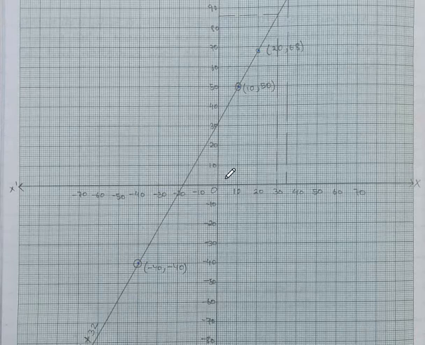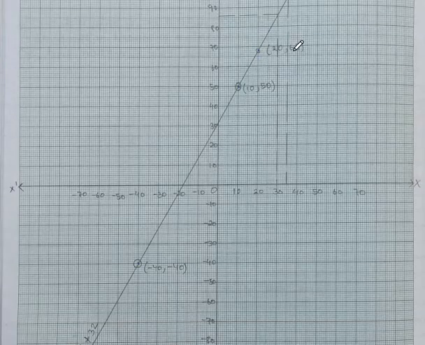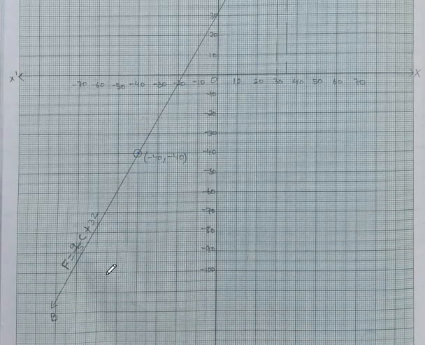So three points we are plotting: (10, 50), (20, 68) and (-40, -40). By connecting these, we are going to get a straight line. On the upside we have taken A, at the bottom we are marking B. And in this empty place, we can write the equation F = 9/5 C + 32.